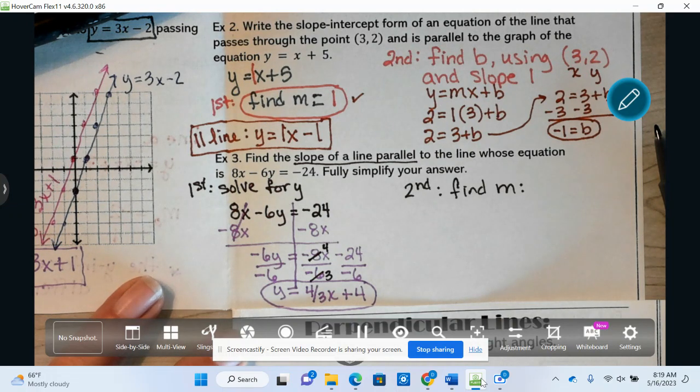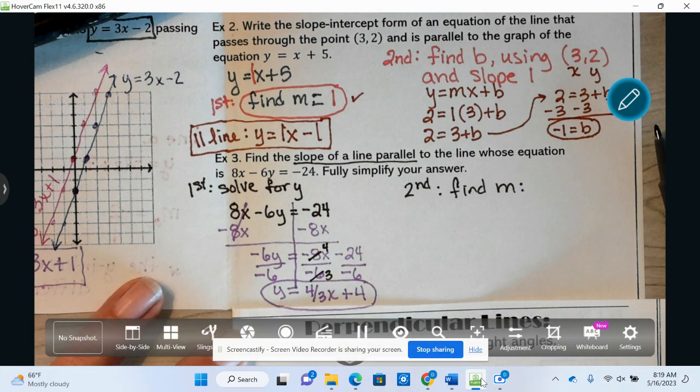Zach M, or Zach B, what's my slope? Zach, pick your head up. We're not sleeping, okay?